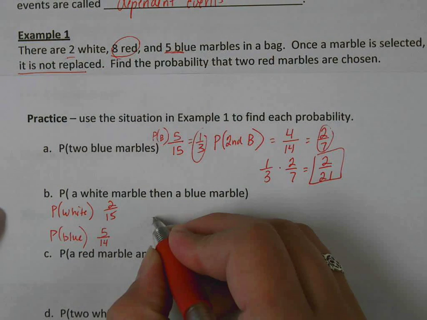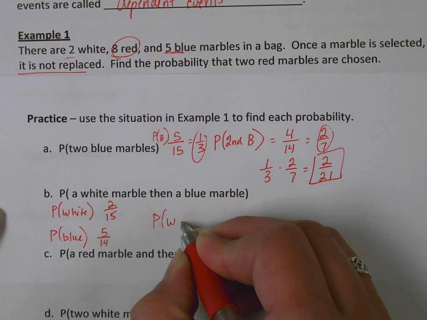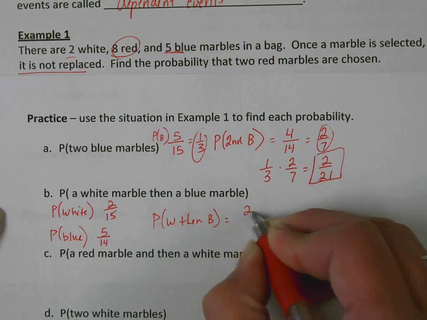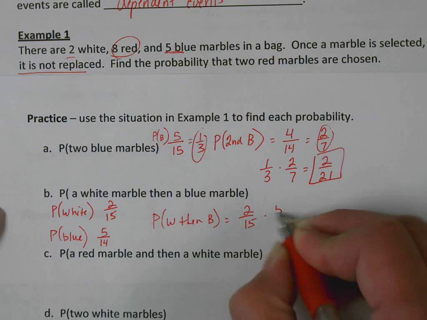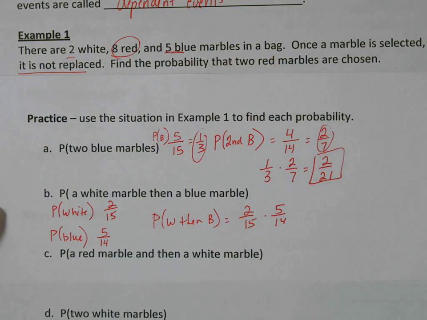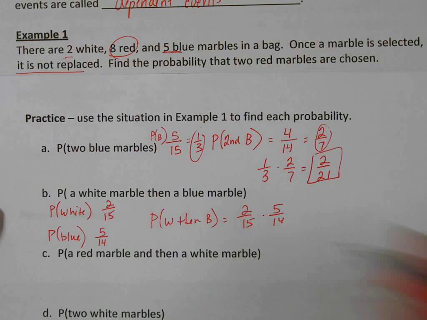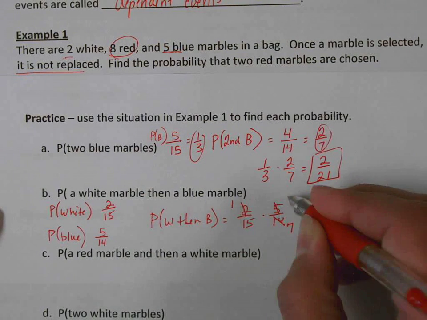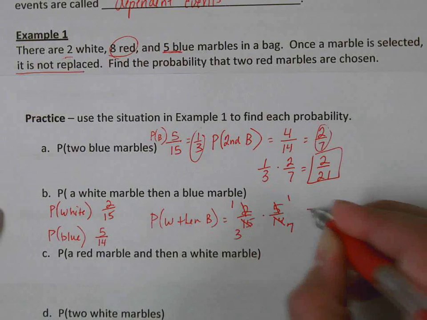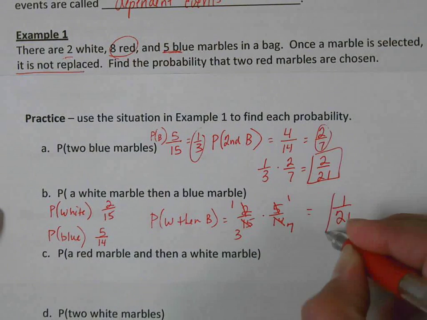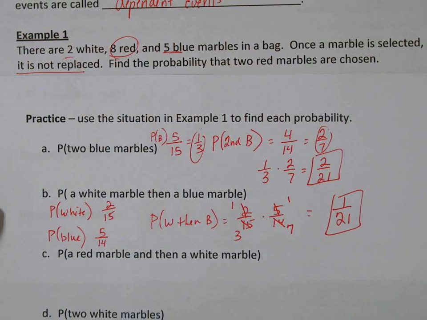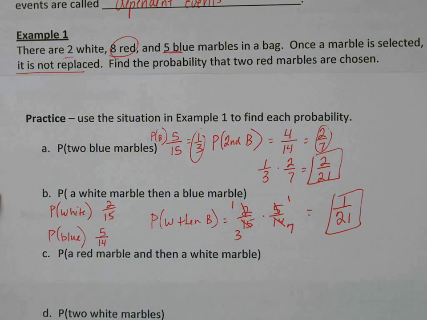So now I'm going to multiply the probability of white and then blue: 2/15 times 5/14. Please make sure that you're reducing. It makes these much easier to multiply. This would be 1, this would be 7, this would be 1, this would be 3, and I have a 1 in 21 chance of getting a white and then a blue. I'd like for you to pause and try C on your own and then check your work.